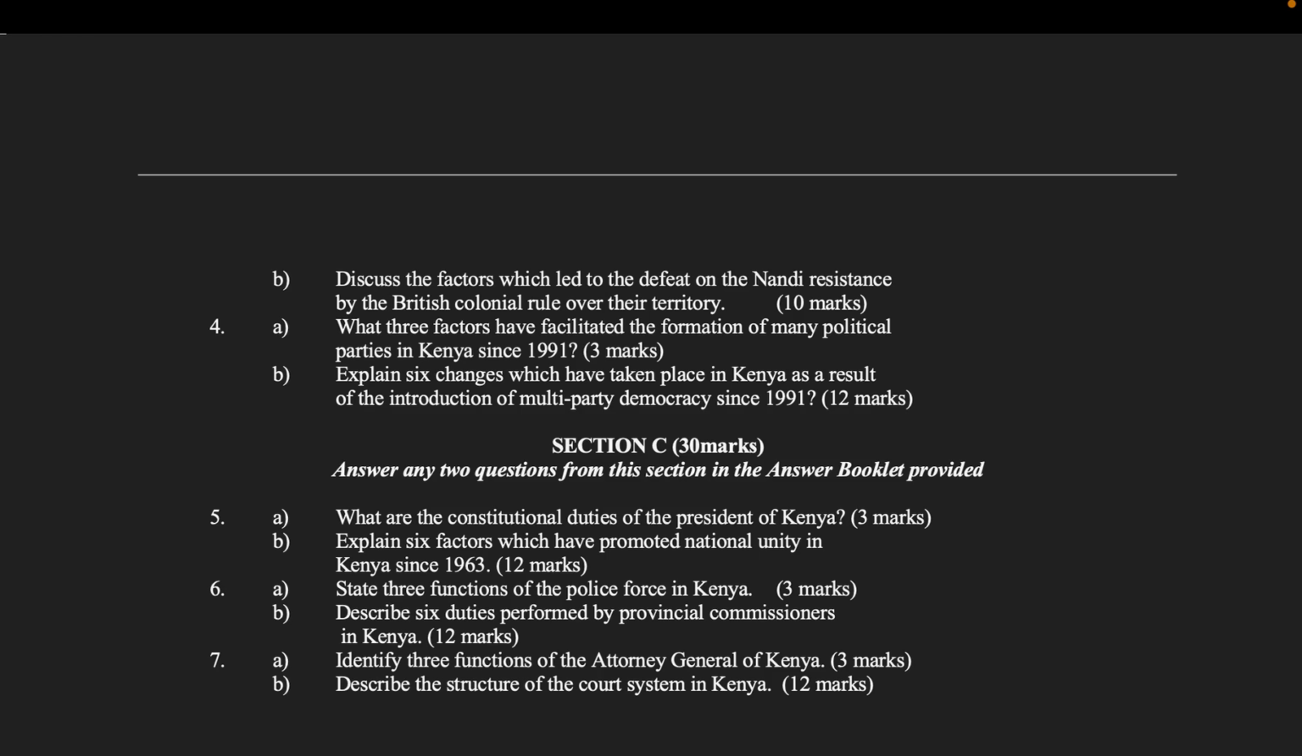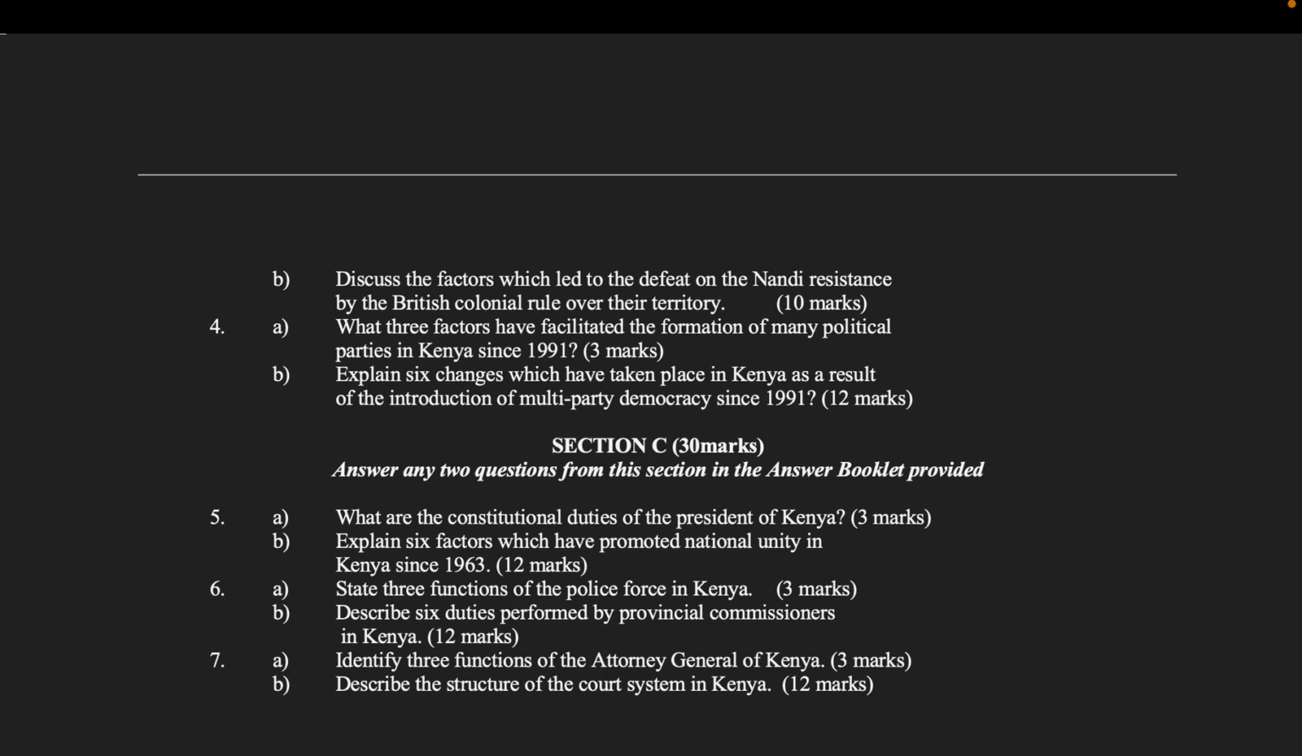5. A. What are the constitutional duties of the President of Kenya? 3 marks. B. Explain 6 factors which have promoted national unity in Kenya since 1963. 12 marks. 6. A. State 3 functions of the police force in Kenya. 3 marks. B. Describe 6 duties performed by provincial commissioners in Kenya.